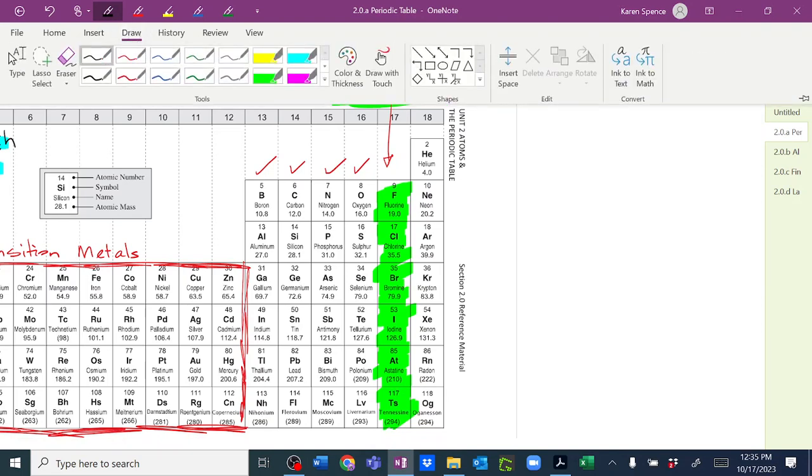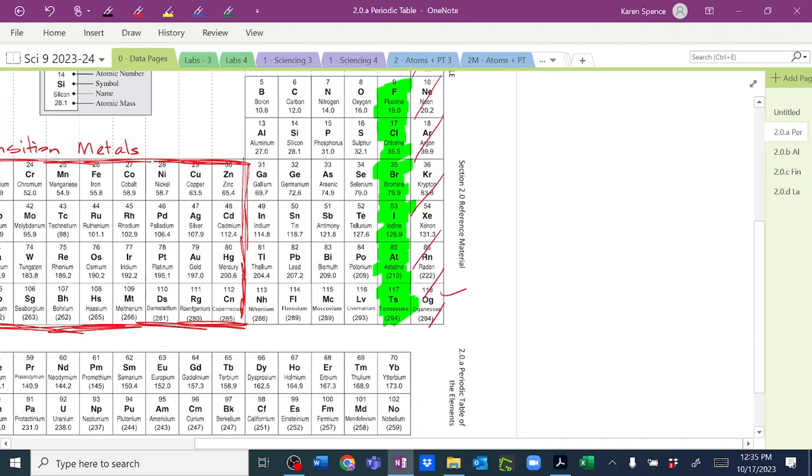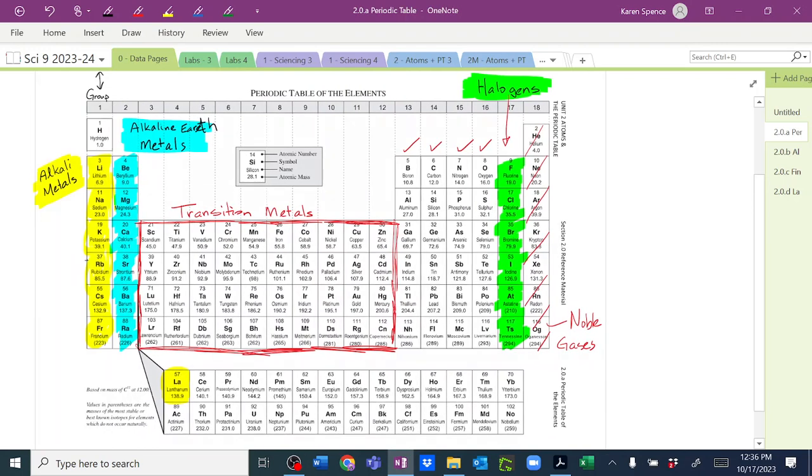And then our last group, I'm running out of nice colors. So I think I'm just going to point to it. Or maybe I'll just do like this. This last group here is called the noble gases, yes. So you guys are doing really well so far. Okay, that's awesome. So the groups go up and down.